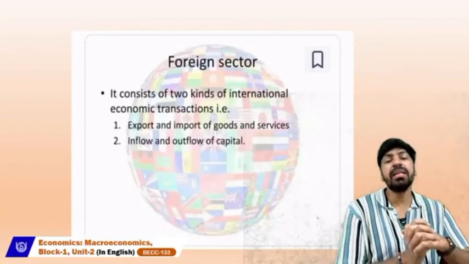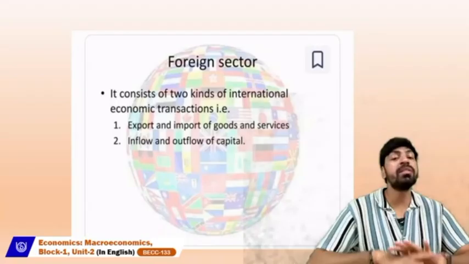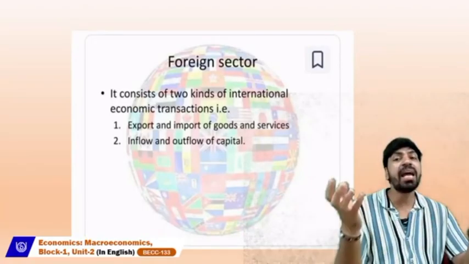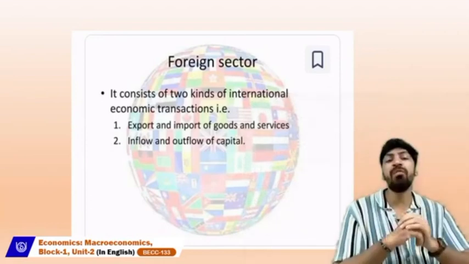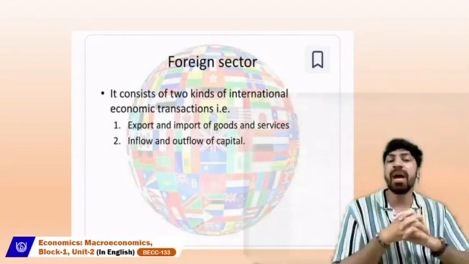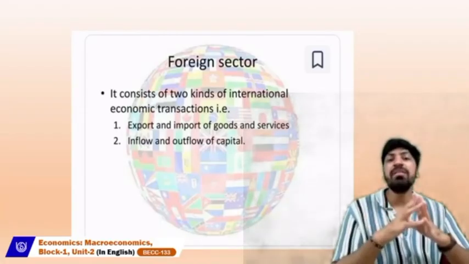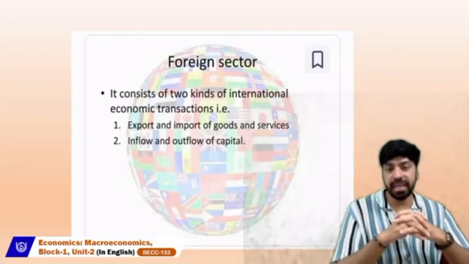The last concept is the foreign sector. When we talk about the foreign sector, we always talk about international trade. That means international economic transactions or the international circulation of income. It refers to two parts, the export and the import. So that is the fifth main component of the circular flow of income.